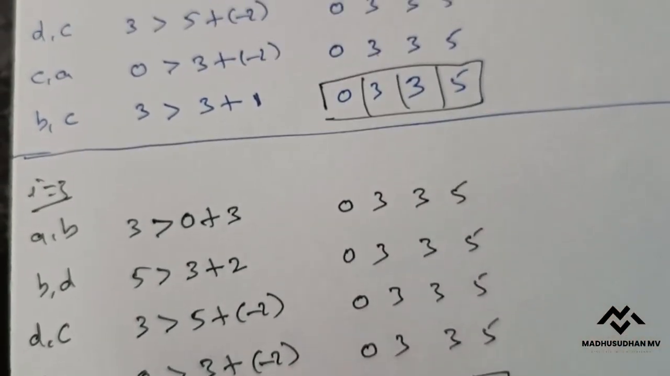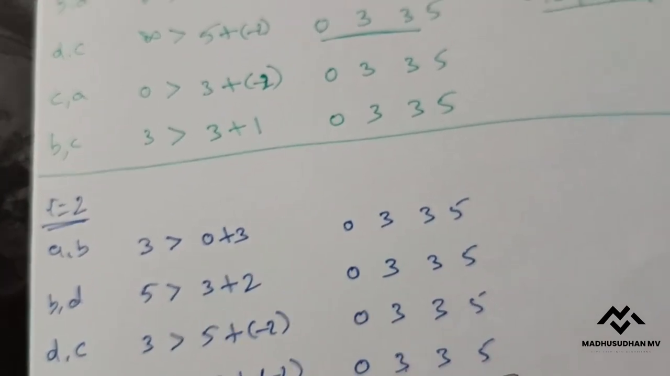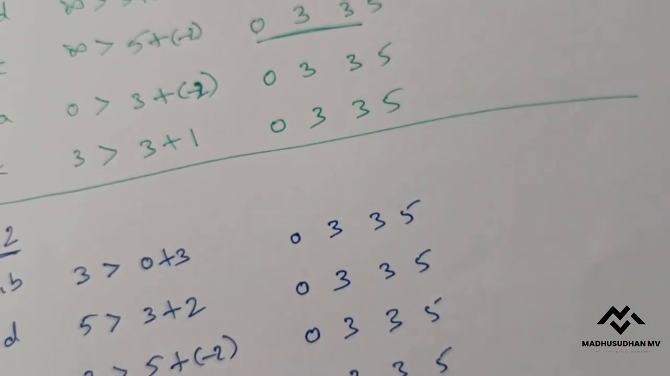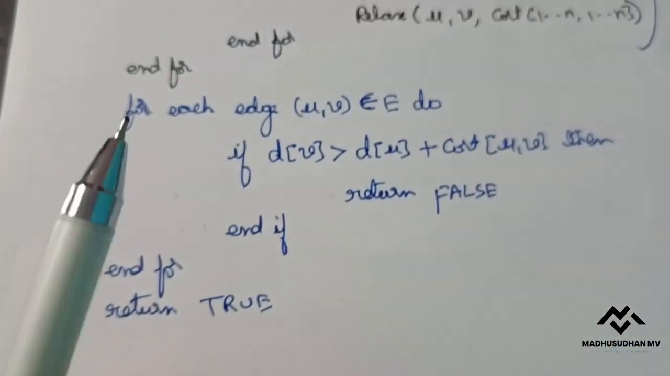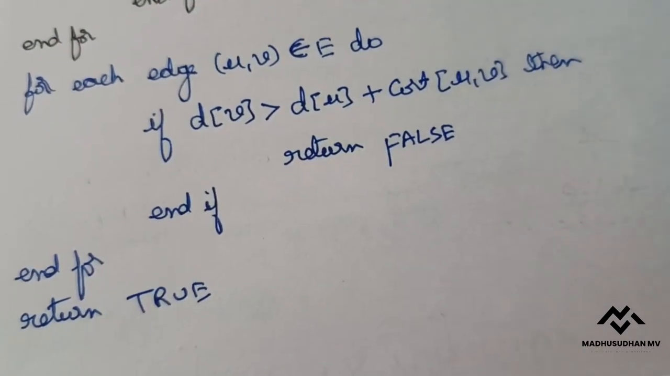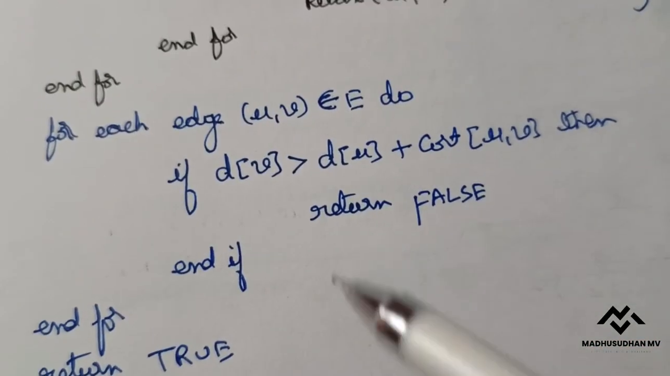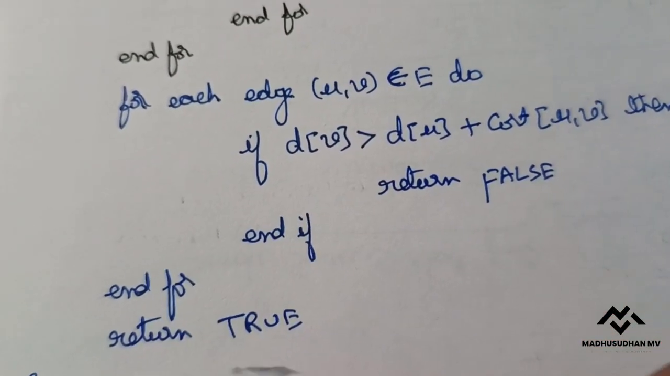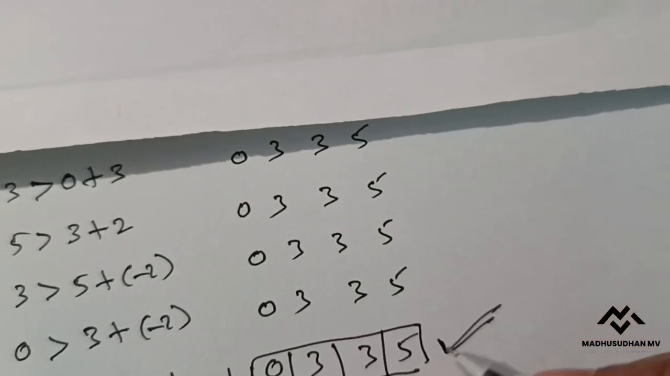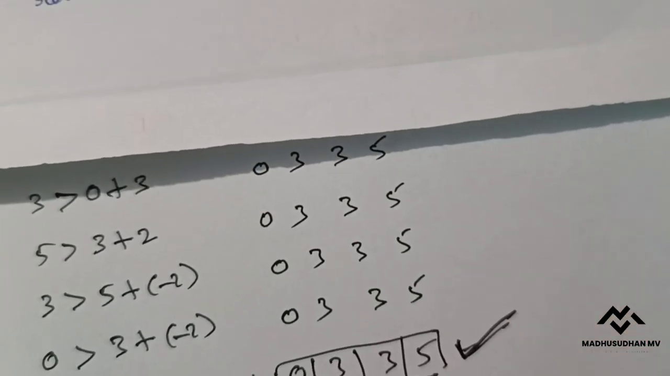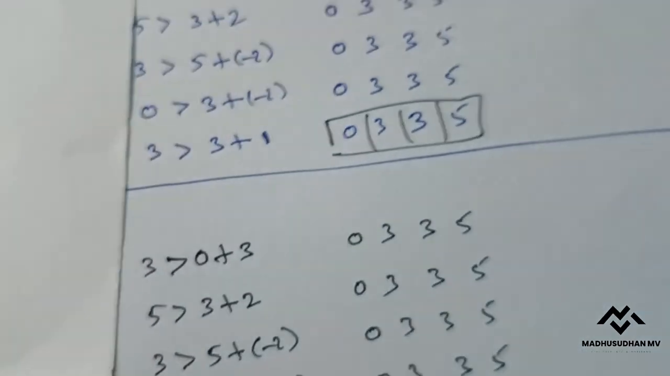Okay, so now I is equal to 3 is over. Relaxation is done. Now I need to check once more for each edge. For each edge I'll check again, and there is no change. After checking, it comes out and returns true. That means whatever shortest distance we found is correct. Fine. Okay, now let us check this with the graph.